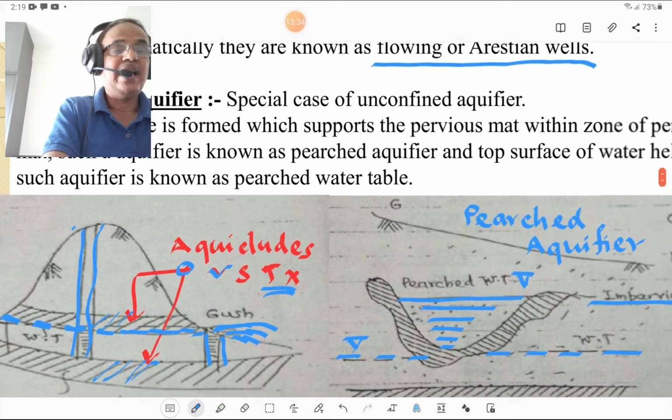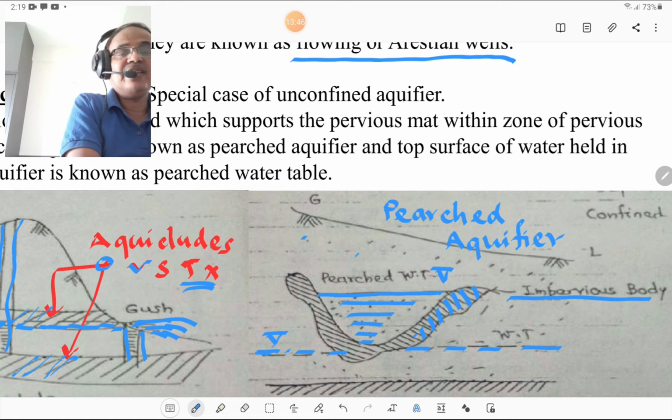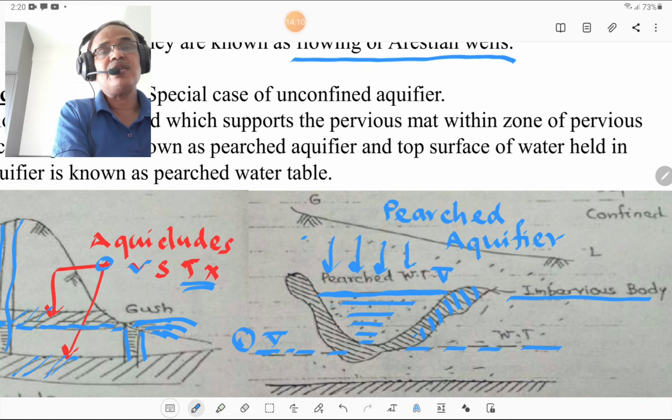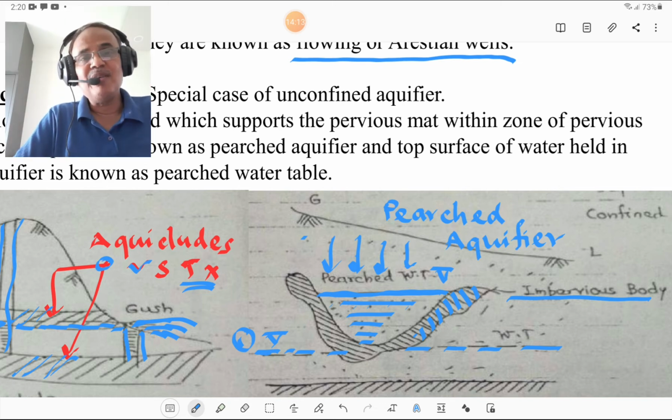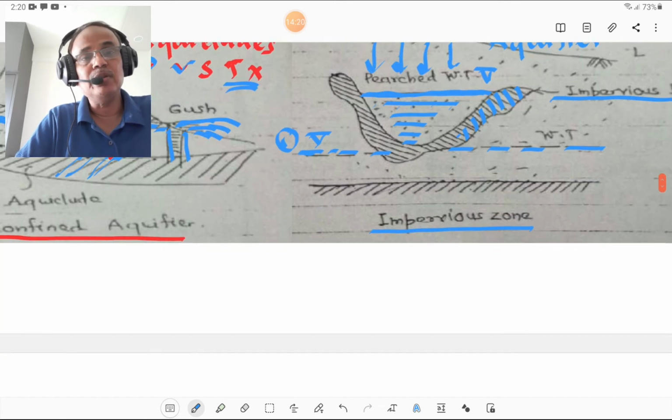Okay. And the third case is a perched aquifer. In a perched aquifer, this is the impervious body which is created in pervious material, and this is the original groundwater level, that is the first. And if an impervious body is formed above that water table, then again pervious material is here above that impervious body, and due to the pervious material the water is stored here also, and this water level is termed a perched water table. And this is also important from the examination point of view. So you must remember these diagrams. These diagrams are very important.